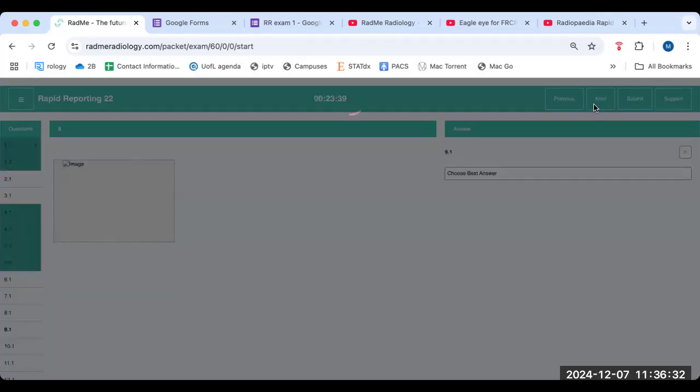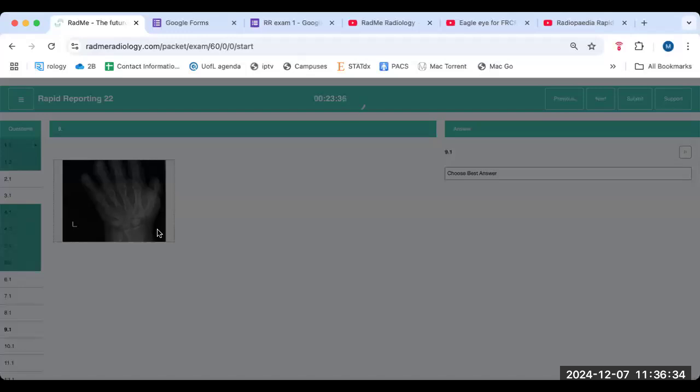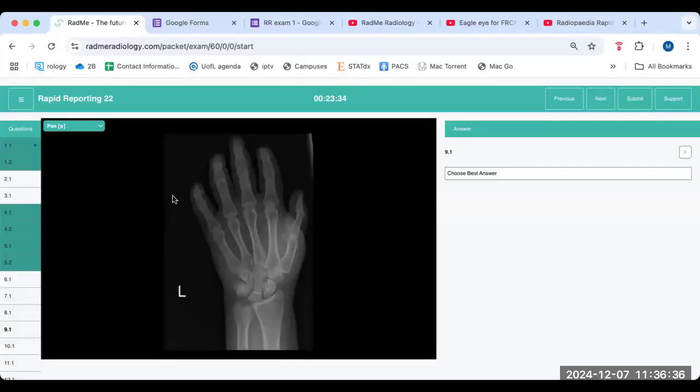Okay, so I didn't see anything. I kept it blank. And then the hand again, I will do the same. I will check the radius, ulna, the carpal bones, the carpometacarpal joint. You can see the zigzag black line here, the metacarpals, and then the phalanges. And also, I couldn't see any abnormality. I will keep it blank.